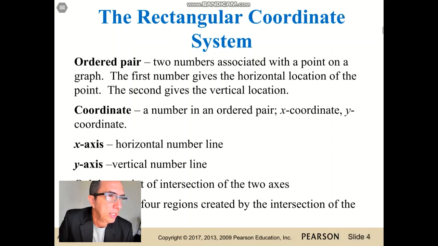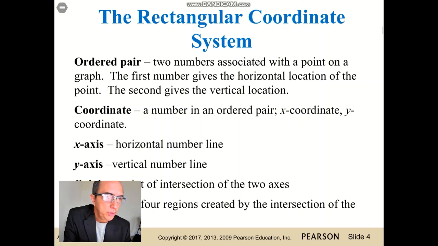An ordered pair is two numbers associated with a point. The first number gives you the horizontal location of the point, and the second number gives you the vertical location of the point. Another definition is coordinate. A coordinate is a number in an ordered pair, and since you have two numbers, the first one is going to be the x coordinate and the second one is going to be the y coordinate.